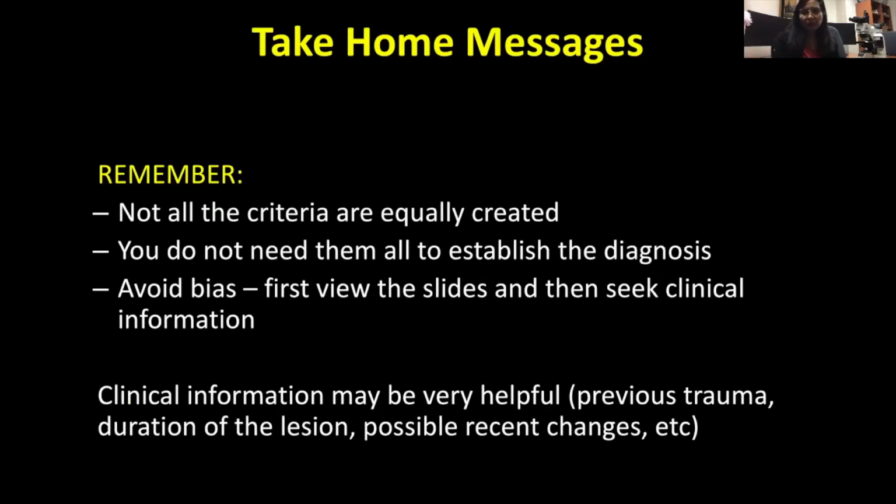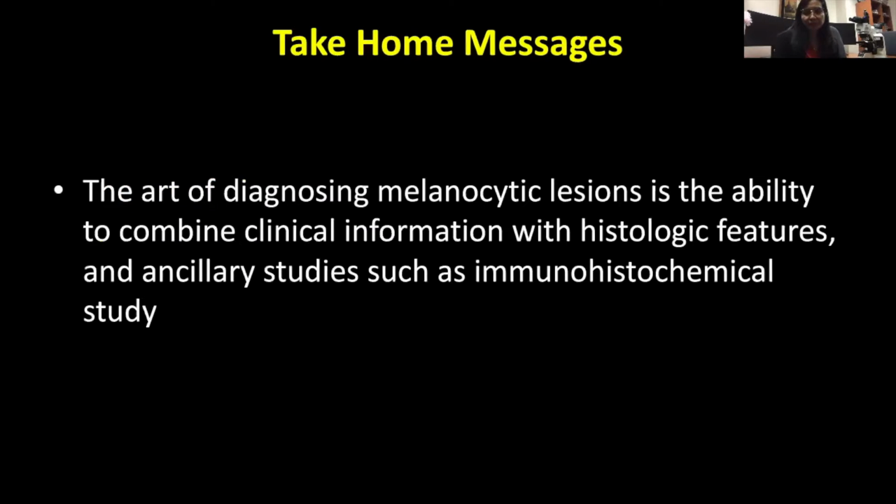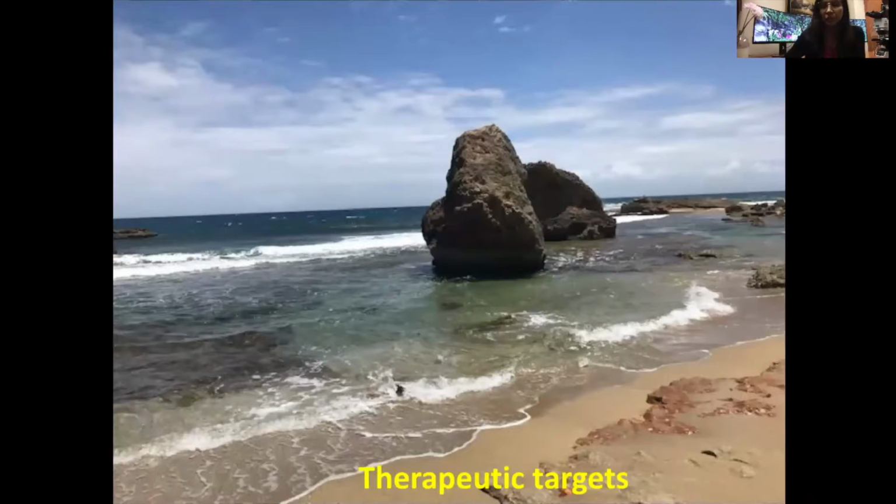So remember, another take-home message is that not all the criteria are equally weighted. So you do not need all these criteria to establish the diagnosis. Avoid bias: always first review the slide and then look for the clinical information, and then you put together clinical and histopathologic features. Clinical information may be very helpful, so you cannot depend only on the histologic examination. For example, previous trauma, how long it has been there, whether the lesion is changing in shape or size, or any possible recent changes, etc. So both are important, but start with the histology and combine with the clinical. So the art of diagnosing a melanocytic lesion is the ability to combine clinical information with histologic features and ancillary studies such as immunohistochemical studies. Yes, so for the last portion of this talk, I want to talk a little bit about therapeutic targets.